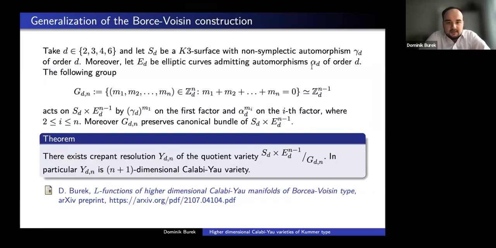So I did the following. If we consider a K3 surface with non-symplectic automorphism of order d, here we have 2, 3, 4, and 6, and E_d, as usual, the elliptic curve with automorphism of order d, then the same group acts naturally on the product, K3 surface times E_d to the power n minus 1. And then we can consider the action of this group on that variety, take a quotient, and try to find the crepant resolution of singularities of the resulting n plus 1 dimensional Calabi-Yau variety, because a K3 surface has dimension 2. So we have n plus 1 dimensional.